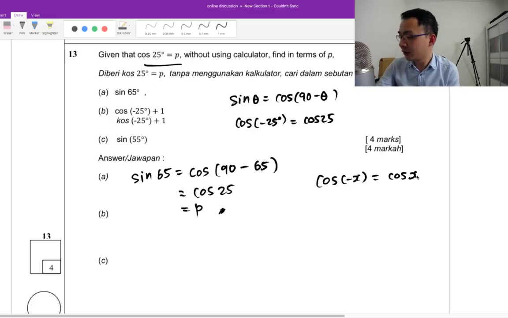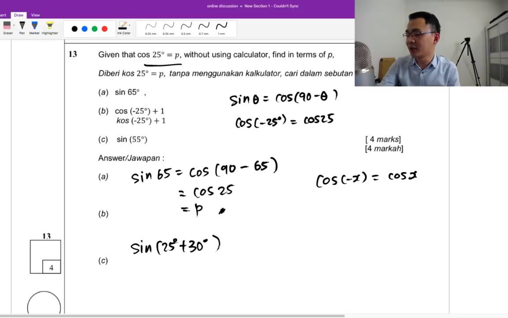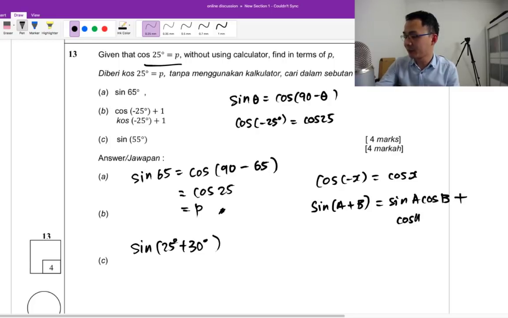Alright, so we need to do sine 55. Sine 55, I would say this one actually is quite difficult. So what I will do over here is, because there's no way we can simplify 55, I will say 55 is basically 25 plus 30 degrees. Then I will use the sine A plus B rule. We know sine of A plus B equals sine A cos B plus cos A sine B. So I'm going to use this formula over here.